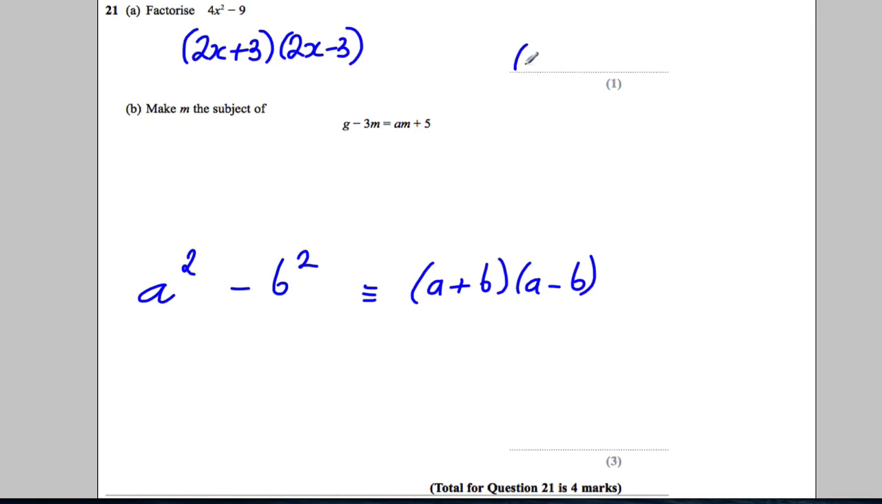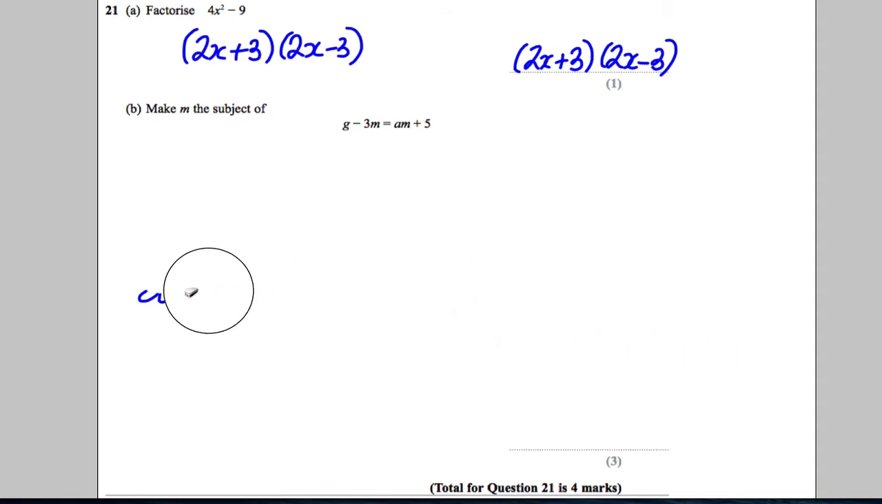This is something you should be spotting, and you should be very familiar with a difference of two squares, like that. Okay, next part. Make m the subject of the formula. So let's highlight m. We've got an m there, and we've got an m there. Now basically, this is very like solving equations, where you're trying to find what m is, but in this case, it's not a number answer, it's going to have algebra in it.